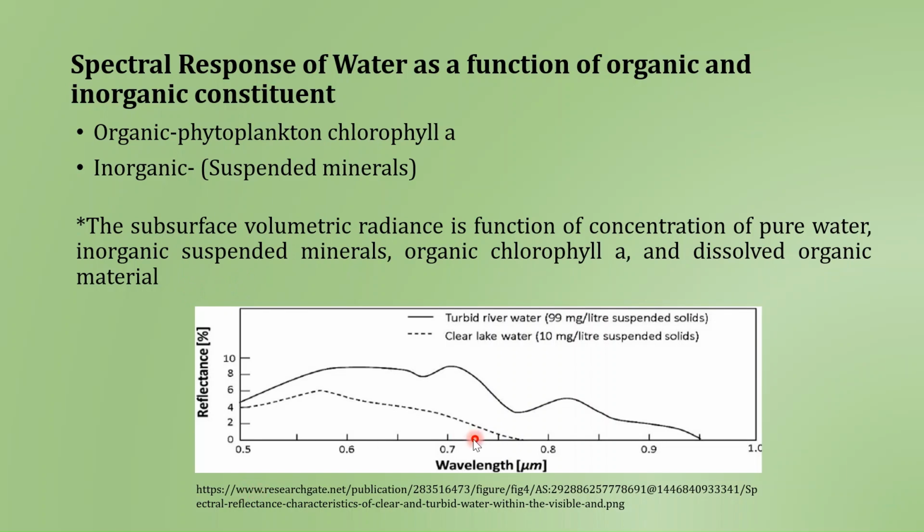Here in this image, we can see two spectral graphs. This is of the clear lake water which has 10 milligram per liter suspended solids, while this is of the turbid water which has 99 milligram per liter suspended solids. And we can see that because of the increase in the turbidity, the reflectance increases in all the wavelength ranges starting from here and also in the NIR range.